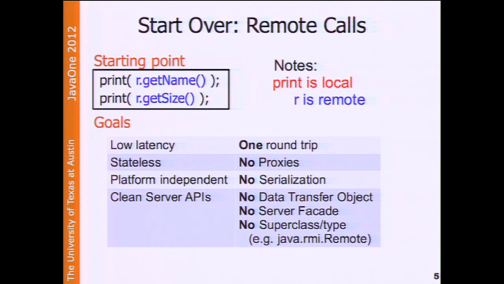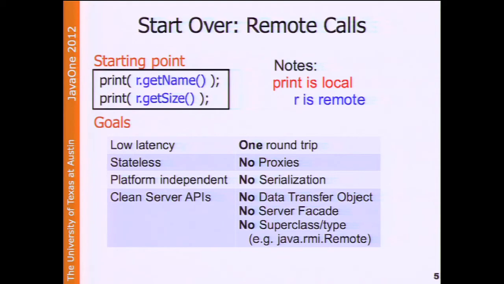remote procedure call, let's look at 2 at the same time. We want to make 2 calls to the server. The idea here is that R is a remote object and print is a local function. We just want to get the name of R and get the size of R and print out the answer. Under CORBA RMI semantics, that takes 2 round trips to the server. You look at it and immediately go, well, why should we do 2 round trips to the server?